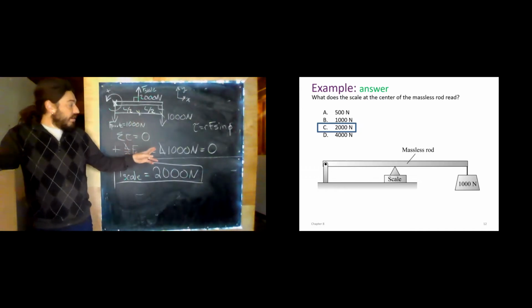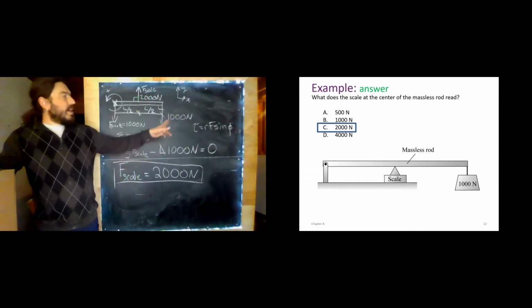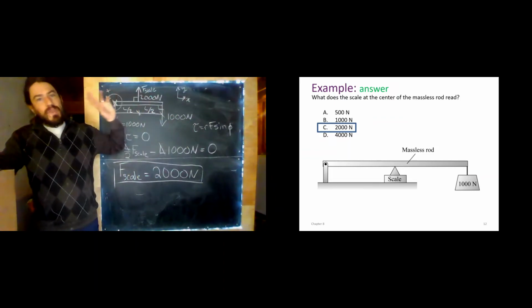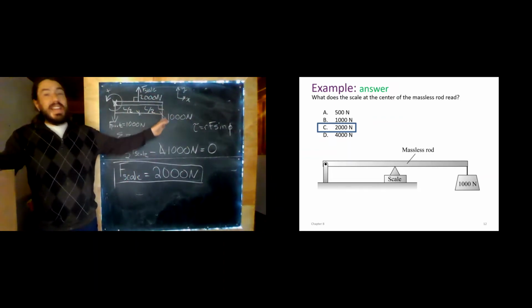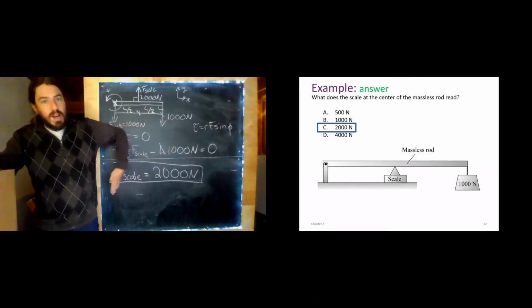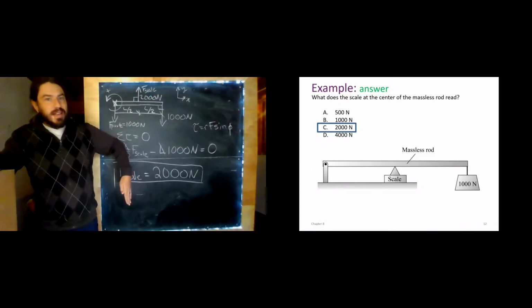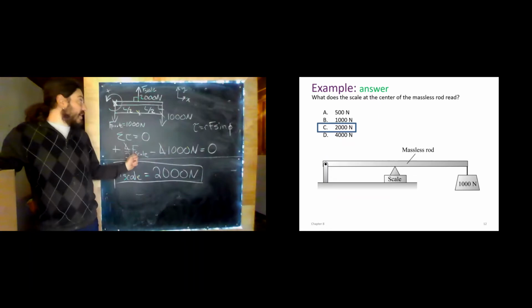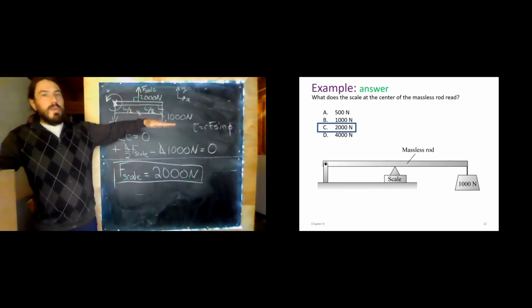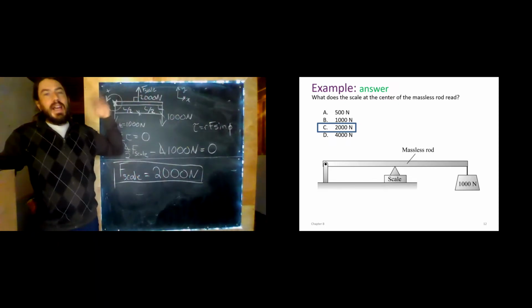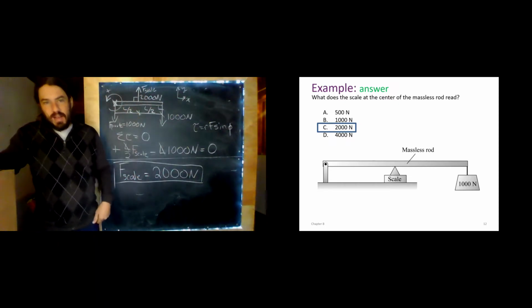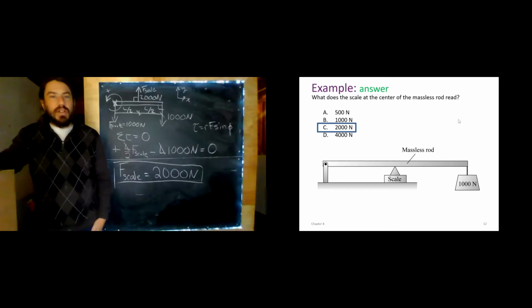A couple of tricky things here, right? Notice that we did not call this torque right here negative because the 1,000 newtons was pointing down. We called this torque negative because the 1,000 newtons is trying to rotate this bar in a clockwise sense. We didn't call this one positive because F sub scale is up. We called it positive because F scale is trying to rotate the bar in a counterclockwise sense. Let's do another example.